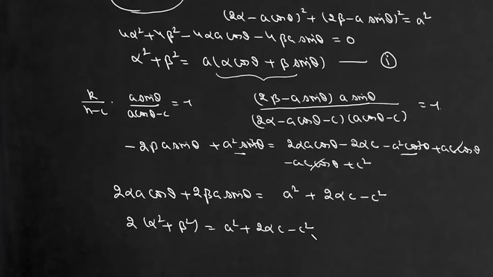So we get 2 times alpha square plus beta square equals A square plus 2 alpha C minus C square. So the required locus is 2 times x square plus y square minus 2cx plus c square minus a square equals 0, and that is the answer to this question.